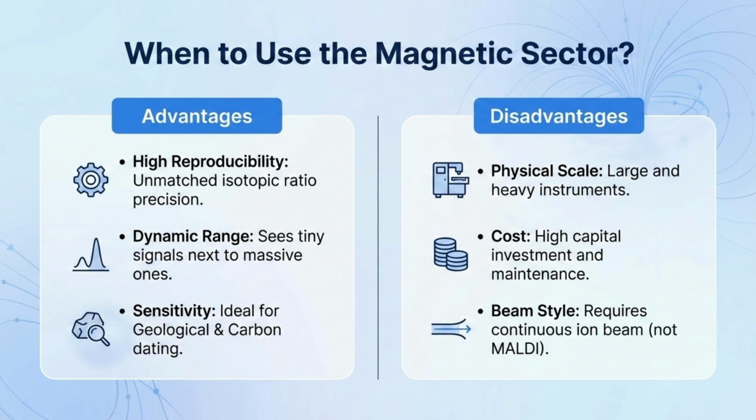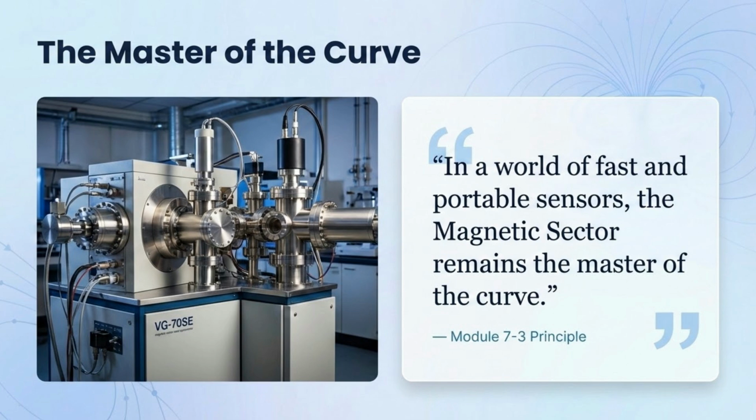So when should you reach for a magnetic sector instrument? If your goal is high reproducibility, especially for things like carbon dating, this is your machine. However, these are the grand pianos of the lab, large, expensive, and not suited for pulsed methods. Remember this one golden sentence. The simplest laws of physics still provide our deepest insights.